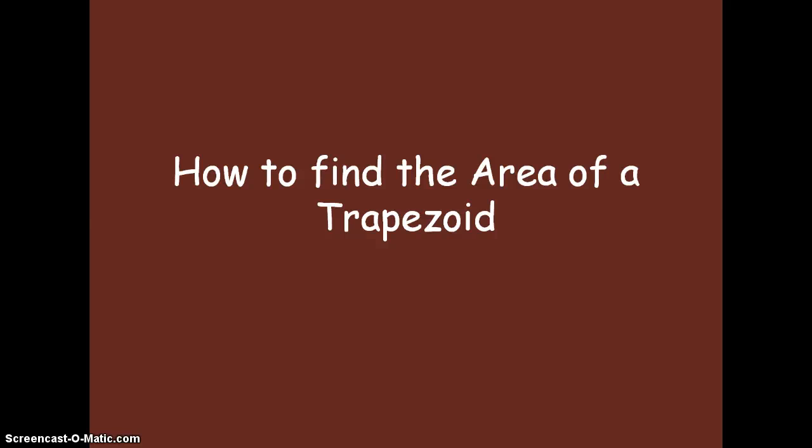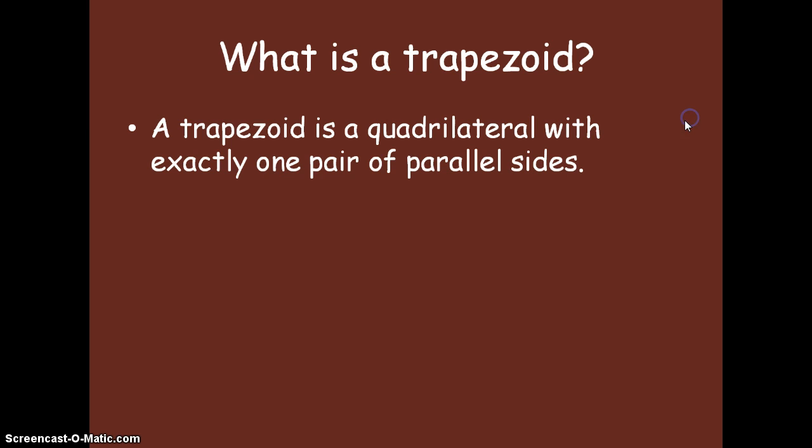The purpose of this video is to demonstrate how to find the area of a trapezoid. Now, a trapezoid is a quadrilateral with exactly one pair of parallel sides. A quadrilateral means that it has four sides, and two of those sides are parallel. That means that if those sides were to be extended for infinity, they would never intersect. They would always stay the same distance apart for all time.